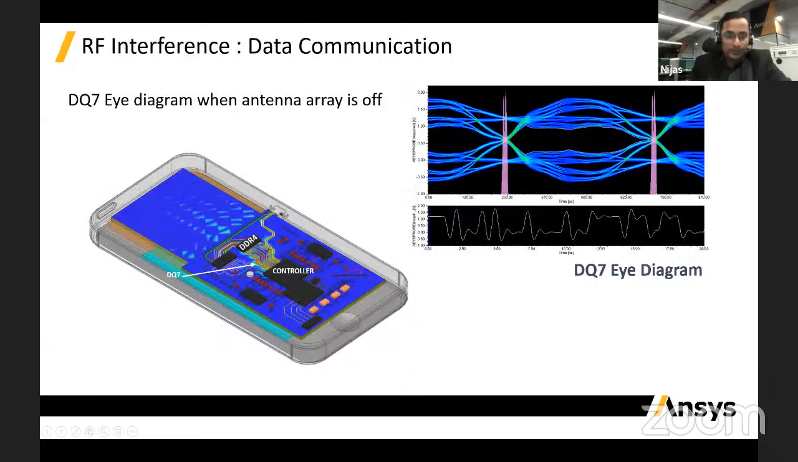In the next slide, I will show you when the antennas are all off and your controller is sending the signal to DDR memory through this DQ7 digital single-ended pair. And you can see the eye diagram. The eye diagram indicates the quality of the digital signal from the microcontroller to your memory module. If your eyes are open, your receiver will be able to distinguish between zeros and ones. If the eyes become closed, the receiver won't be able to identify which is zero and which is one. So when the antennas are all turned off, you are able to communicate properly.